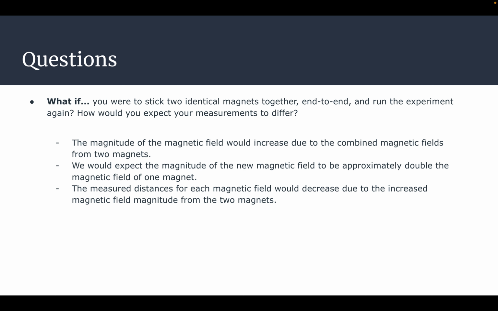And then the answer to this last question is that the magnitude of the magnetic field would increase due to the combined magnetic fields from two magnets. We would expect the magnitude of the new magnetic field to be approximately double the magnetic field of one magnet. The measured distances for each magnetic field would decrease due to the increased magnetic field magnitude from the two magnets.